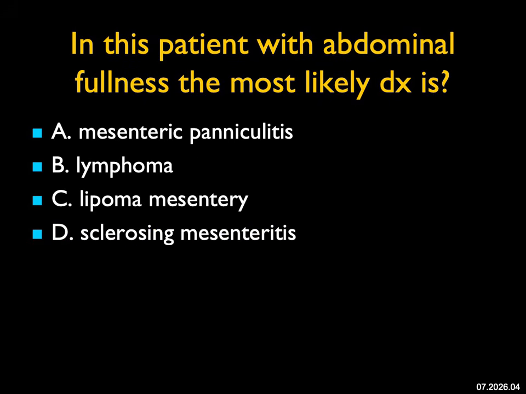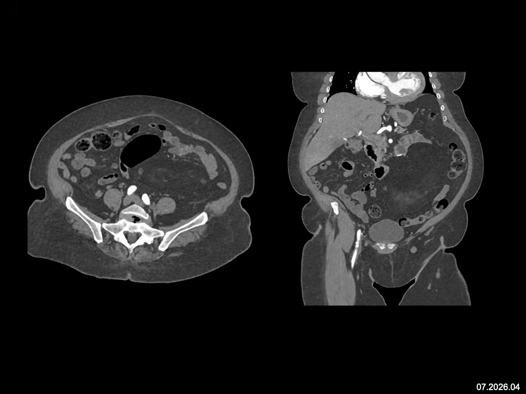In this patient with abdominal fullness, the most likely diagnosis is, well, when you look at the axial and the coronal view, you see a large soft tissue mass in the mesentery extending toward the retroperitoneum. It's fat density. Now, mesenteric panniculitis gives you fat density and swirling, but doesn't have such a mass effect, and this has more of a capsule appearance.